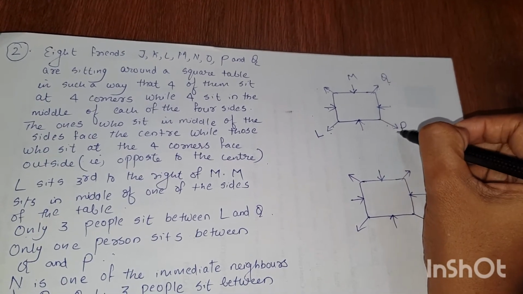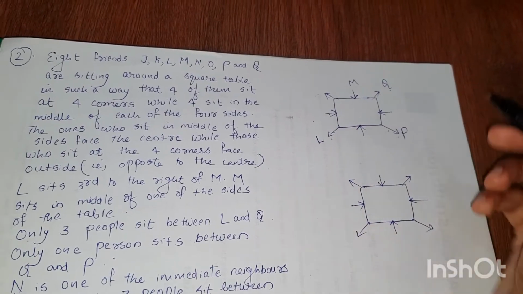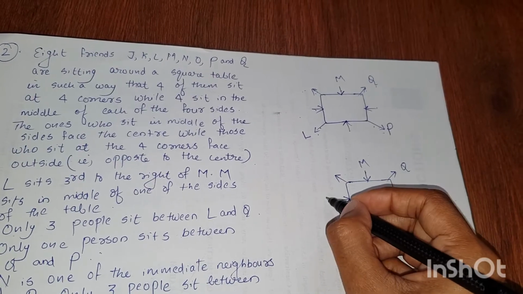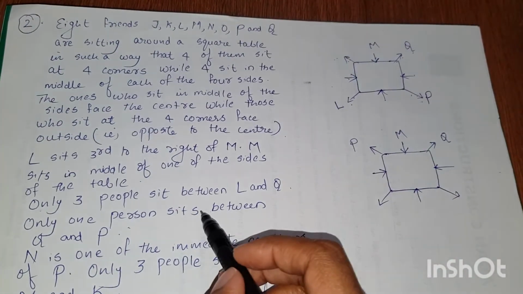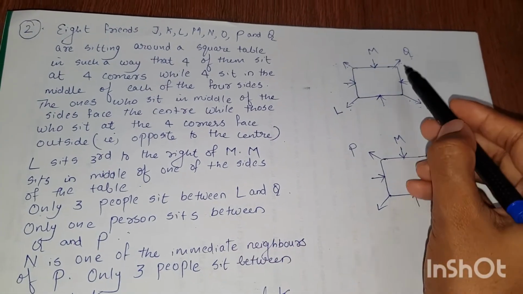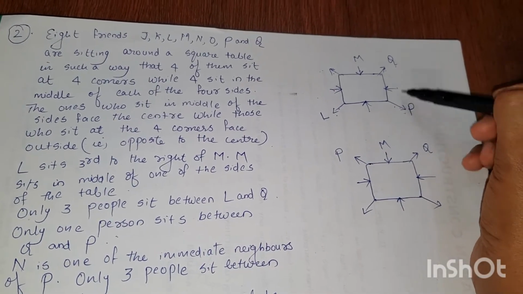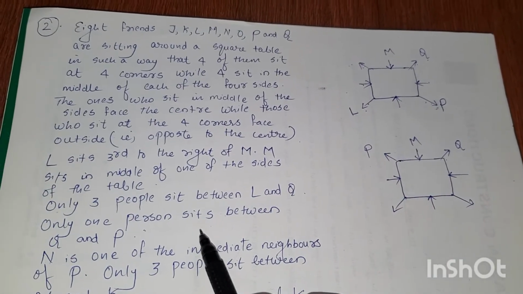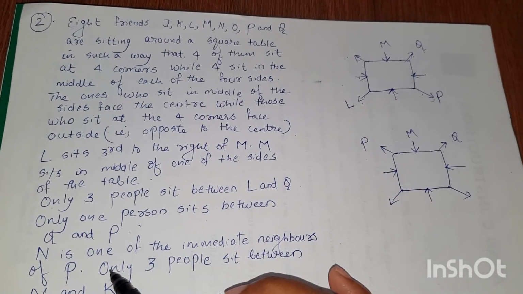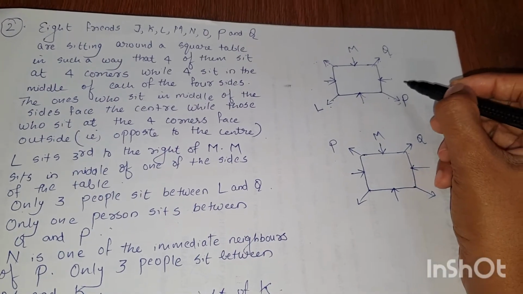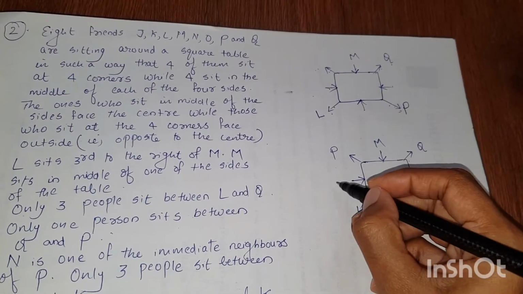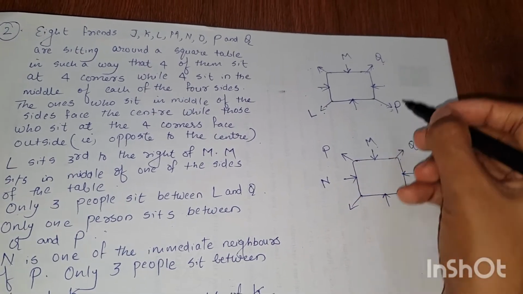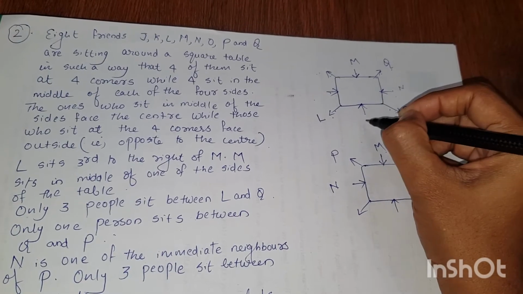So P can come here also. P can come here also. That's why I have drawn 2 diagrams. With Q and M fixed, P can come here also, because the statement is only that one person sits between Q and P. Here only one person sits between Q and P. Here also one person sits between Q and P. Now N is one of the immediate neighbors of P. Here there is only one option, that is here, because the other immediate neighbor of P is M. And in the other case, N can come here or here.